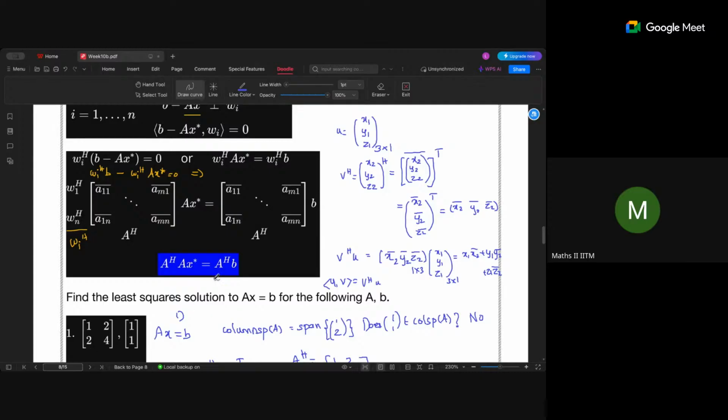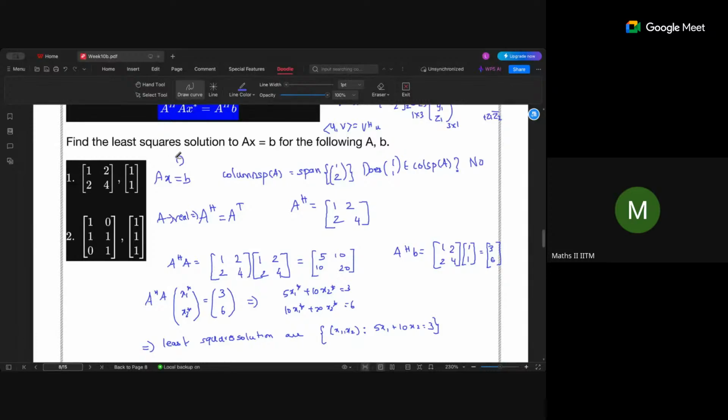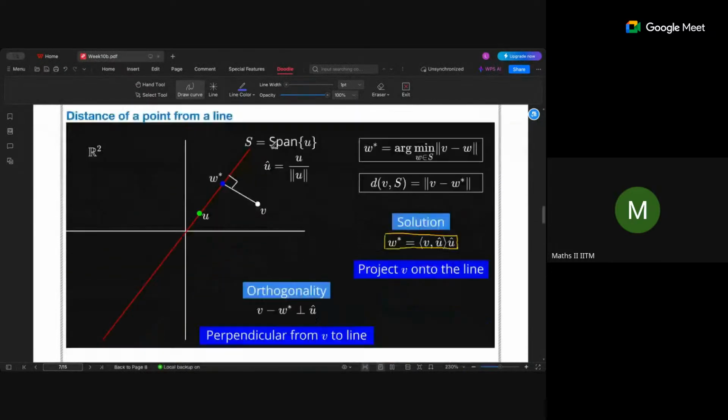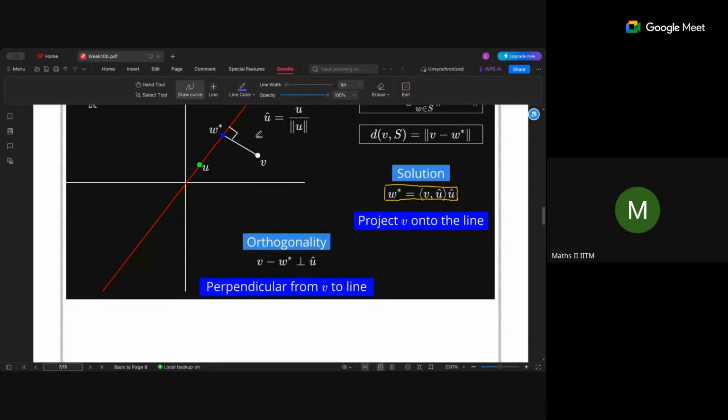Okay, those who are interested to understand what's going on behind this. See, the word least square basically comes from the norm only. So here you have this norm, right? In general, what is the distance between two vectors? Euclidean norm, at least. What is the distance between two vectors?